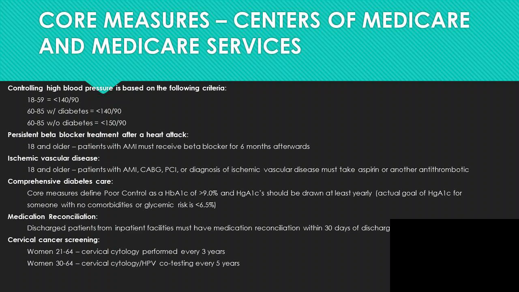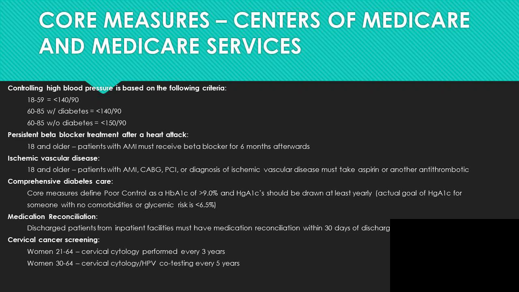The next core measure we want to talk about that's pretty important is beta blocker treatment after heart attack. So patients who are 18 and older who have an acute MI must receive a beta blocker for 6 months afterwards. And then those with ischemic heart disease, patients 18 and older with acute MI, coronary artery bypass graft, PCI, or diagnosis of ischemic vascular disease must take an aspirin or another antithrombotic. This is followed by probably either the primary care provider or cardiologist.